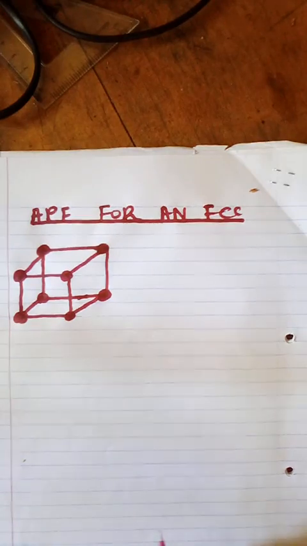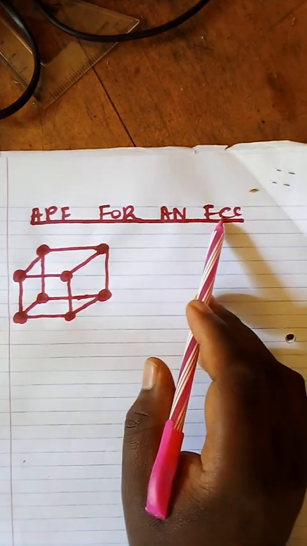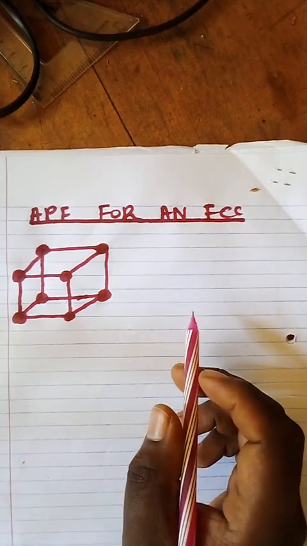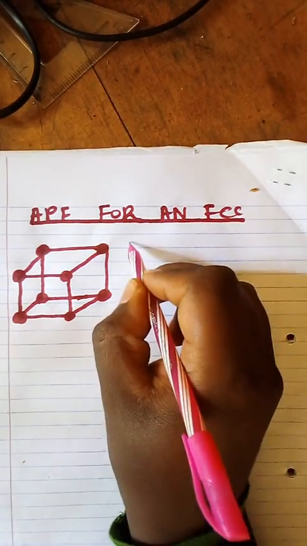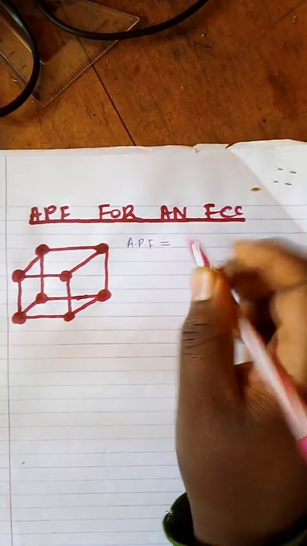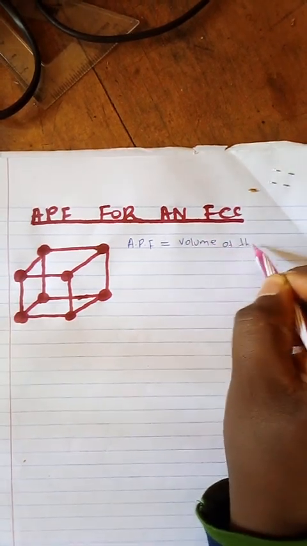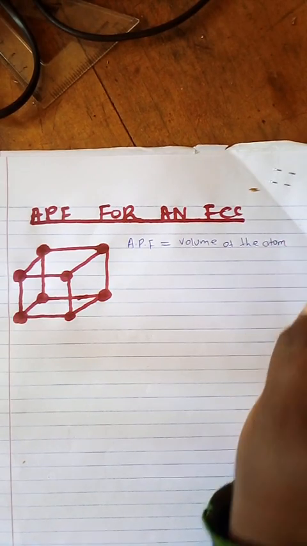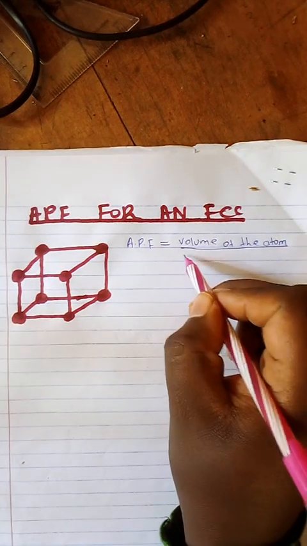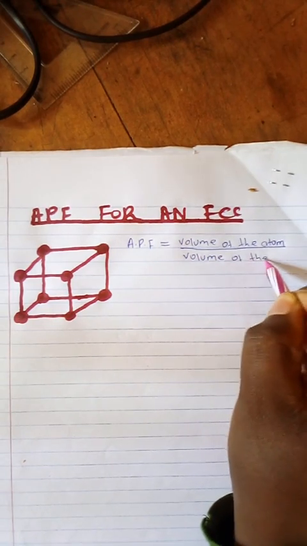Let us now calculate the atomic packing factor for an FCC. An FCC is a face-centered cubic. So we're going to calculate the atomic packing factor of an FCC. You normally say that an atomic packing factor is the volume of the atom divided by the volume of the cube.